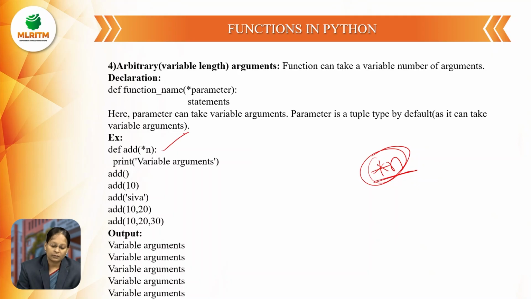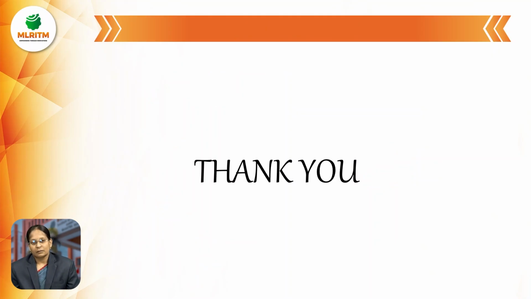def add(*n): print variable arguments. So here this add function is called with no parameters, add with only one parameter, add(10, 22) with two parameters, add(10, 20, 30). That means if you don't know the number of arguments to mention, then we can use these arbitrary length arguments, like variable arguments. So these are the functions in Python. Thank you.